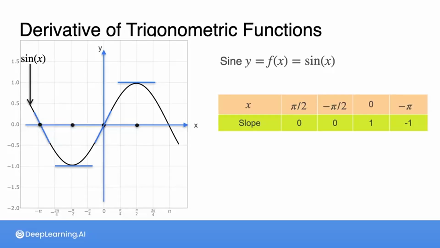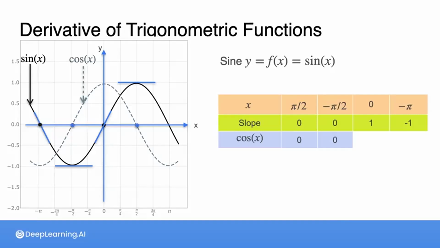Now let's compare it with the function cosine. And now we're not going to look at the slopes, we're actually going to look at the values. So at pi over 2, the value of cos is 0. At minus pi over 2, it's 0. At 0, it's 1. And at minus pi, it's minus 1.